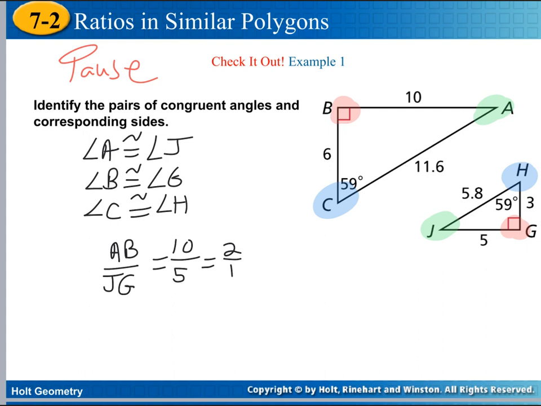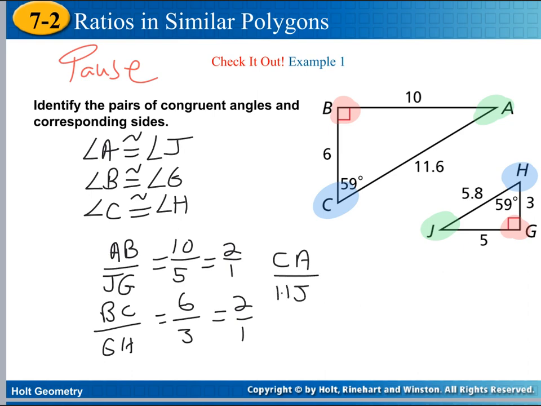So we did AB. So now let's do BC. So BC over GH. BC is 6, GH is 3. So that's 2 over 1. And then we just have to check one last value. So we're going to go blue-green. We're going to do CA in the large triangle, and that should match HJ in the smaller triangle.